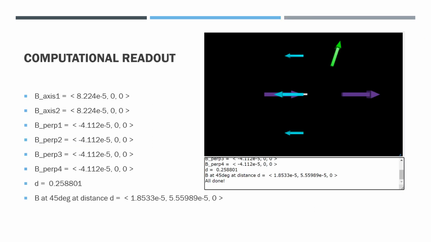Here's the computational readout, and you can see that the calculated magnetic field at 45 degrees at a distance d of about 0.25 is 1.8533 e to the negative 5, 5.55989 e to the negative 5, 0.